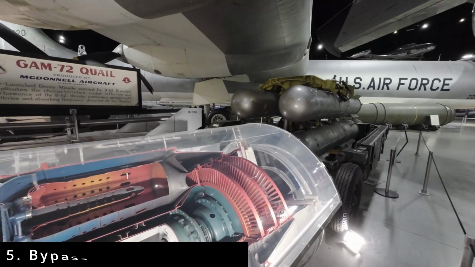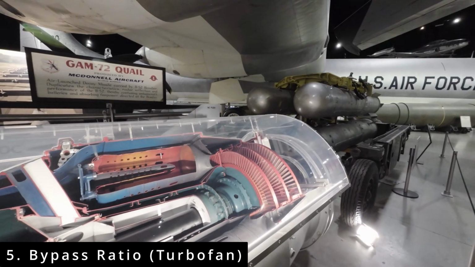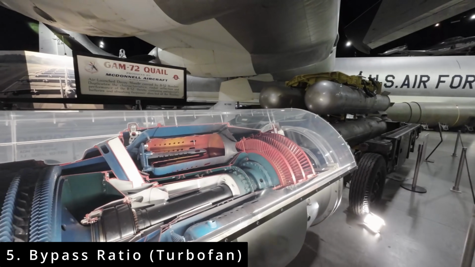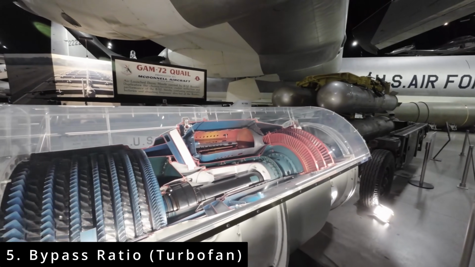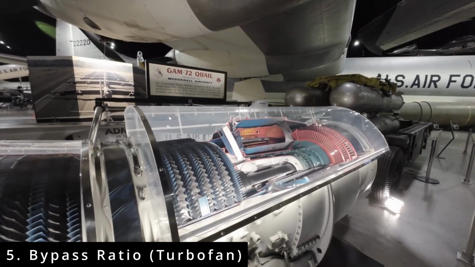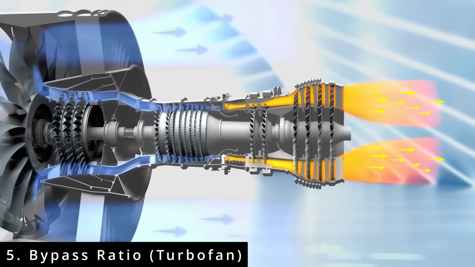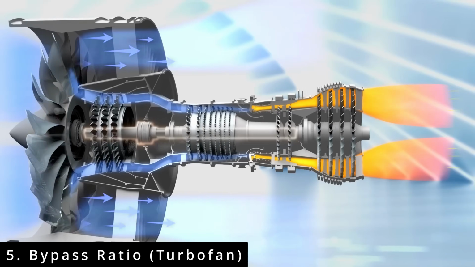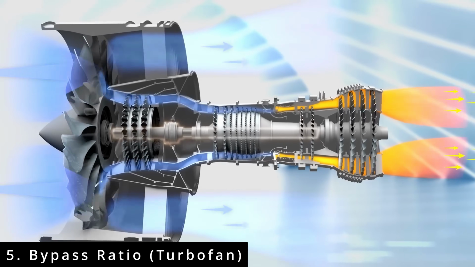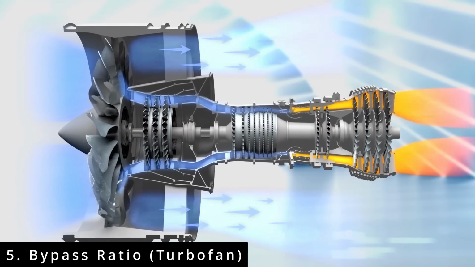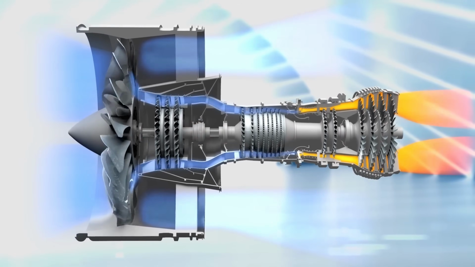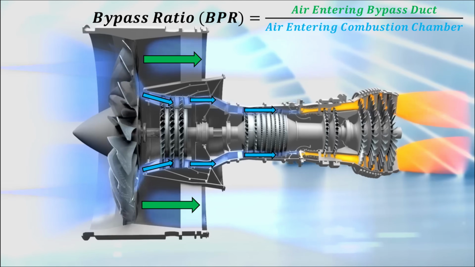Up until this point, we have been talking about turbojet and turboprop engines. However, there is another major architectural option we have. This is the bypass ratio. Simply put, the bypass ratio is the ratio of air flowing outside or bypassing the combustion chamber divided by the air entering the combustion chamber. Having bypass air creates a turbofan engine.